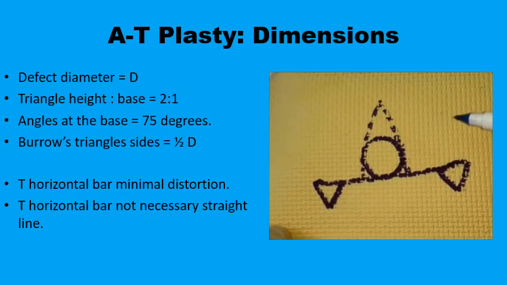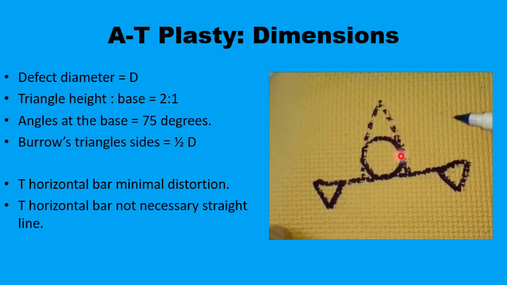The A to T plasty is best applied to a triangular defect or a defect that can be made into a triangle. Like if you have a circular lesion or a circular defect, you can draw a triangle around it with its height twice the diameter of the defect. If this diameter is a D, this should be 2 Ds, and the base of the triangle would be 1 D. The angles at the base are equal, and each is about 75 degrees, so that you would have an angle at the apex of 30 degrees that can be closed primarily with not much tension.